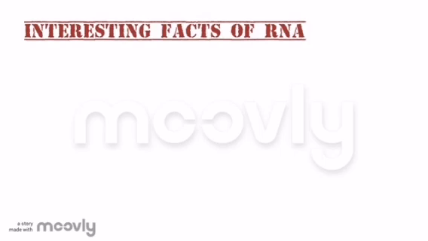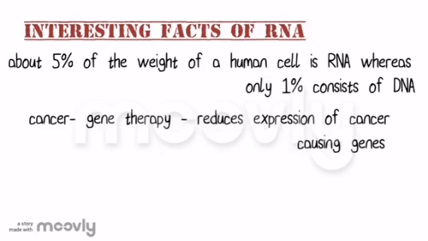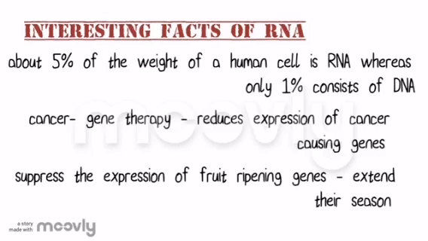Interesting facts of RNA. About 5% of the weight of a human cell is RNA, and only about 1% of a cell consists of DNA. RNA is used in some cancer gene therapies to reduce the expression of cancer-causing genes. RNA technology is used to suppress the expression of fruit ripening genes, so that fruits can extend their season.